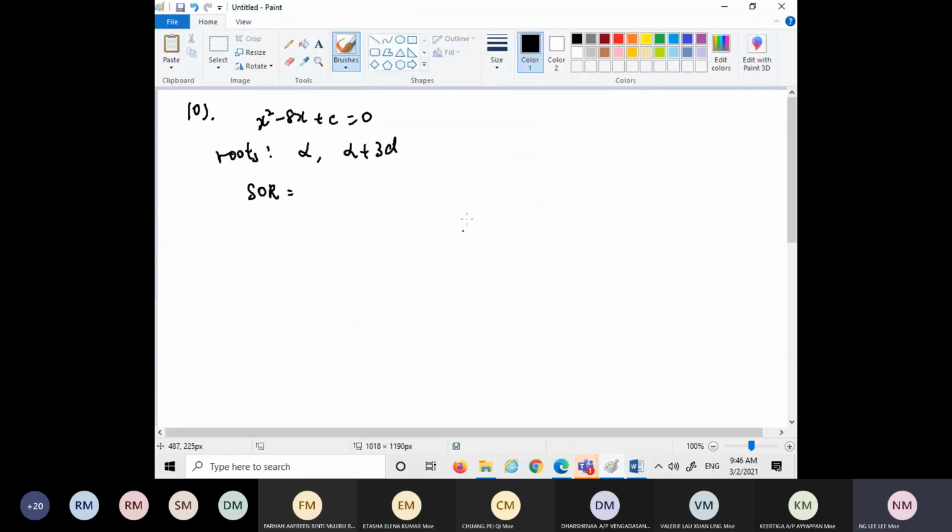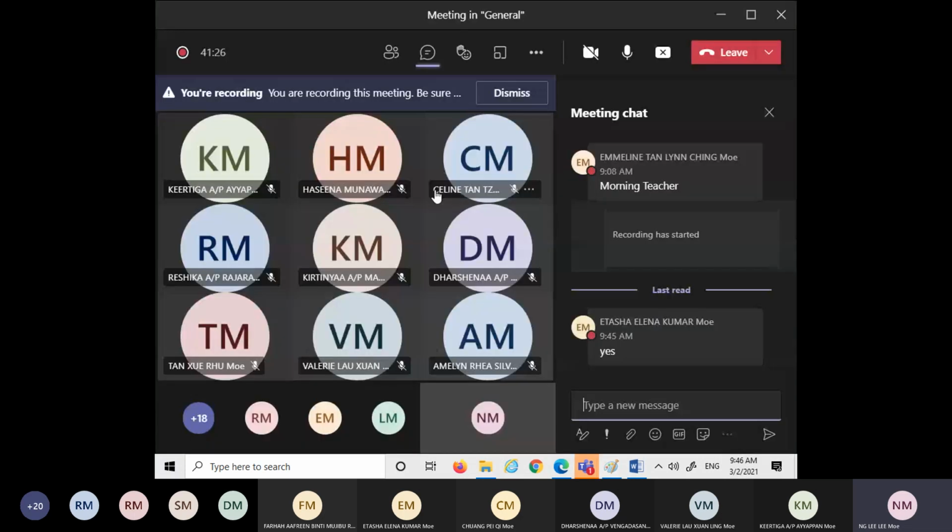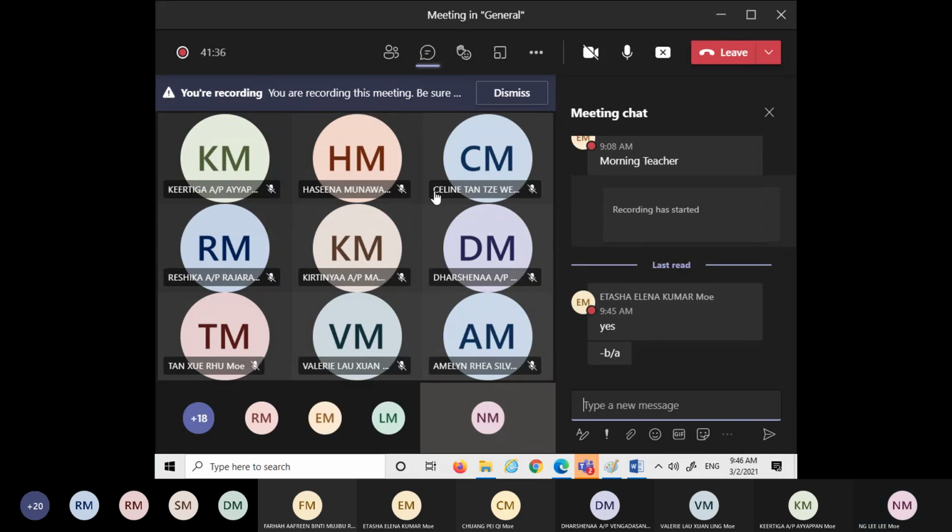Okay, can you please tell me SOR? SOR is equal to what? B over A, C over A, or negative B over A, or negative C over A. Which one? Okay, negative B over A.